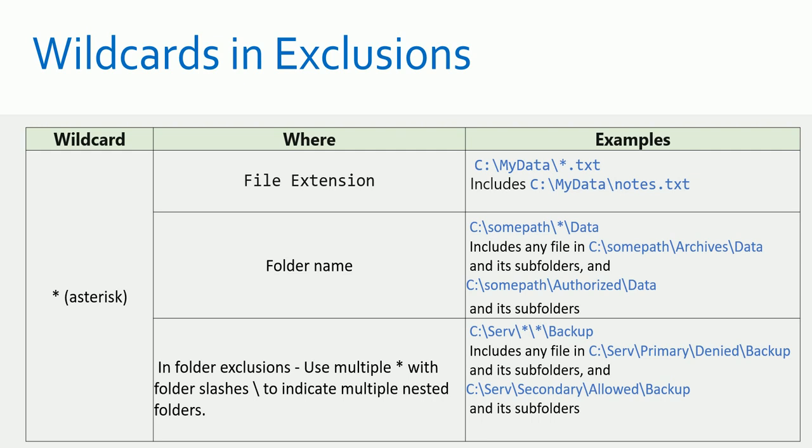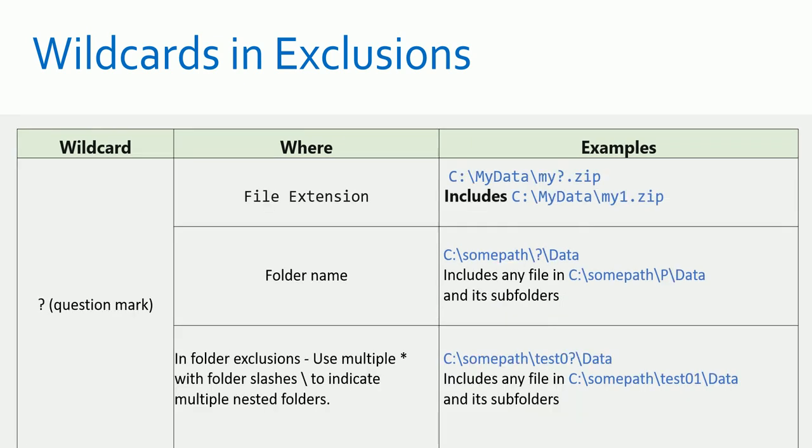So it will take any file name inside the my data folder. And if we are using it inside the folder name, then it will be something like C some path slash star slash data. So in between these two folders, some path and data, the folders and subfolders will automatically be excluded. Now here we have a slash and the asterisk: C serve slash star slash asterisk slash backup. If we are using this format, it will include any file inside this serve. Suppose we have folders like primary and denied, these two folders come in between the asterisk and the other asterisk, and any folder that comes in between these two paths will be excluded from your exclusions.